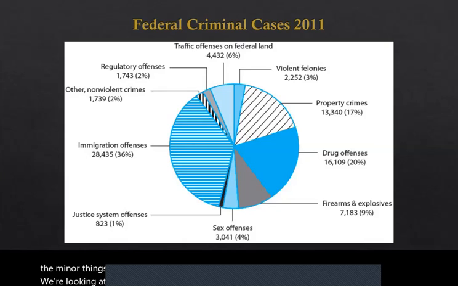Justice system offenses, 1%. So the thing that kind of gets everybody really worried, right, is violent offenses and sex offenses. Combined, they equal 7% of what the district court deals with, or what federal courts deal with. Most of what they're dealing with, the bulk, are immigration offenses, drug offenses, and property crimes. That's really it. The rest are tangential.